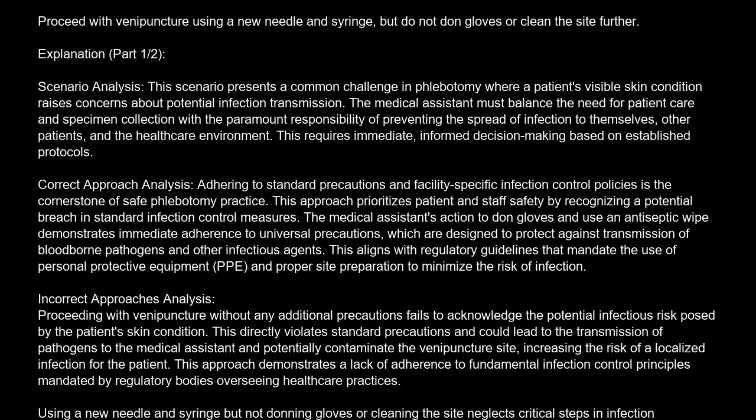The correct answer is A. Proceed with venipuncture using a new needle and syringe, but do not don gloves or clean the site further.